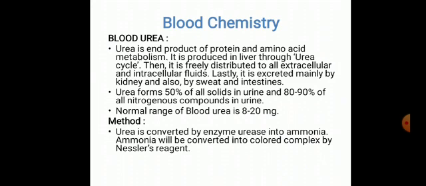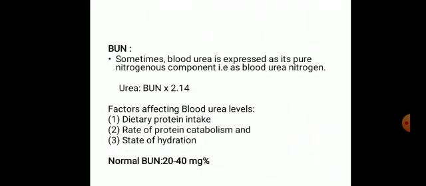Normal range of blood urea is 8 to 20 milligram, and a sample, usually 2 ml, is collected in an oxalate bulb. Urea is converted by the enzyme urease into ammonia. Ammonia will be converted into a colored complex by Nessler reagent, which is the principle of this method. Blood urea nitrogen: sometimes blood urea is expressed as its pure nitrogenous component, that is, as blood urea nitrogen, and urea is equal to blood urea nitrogen multiplied by 2.14.